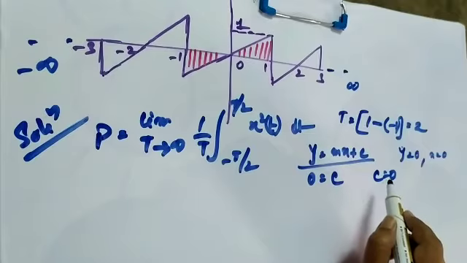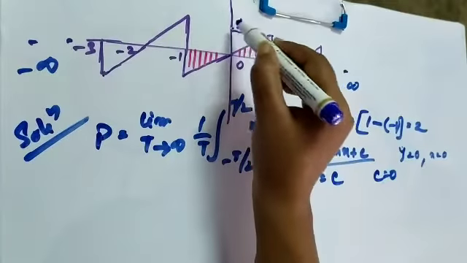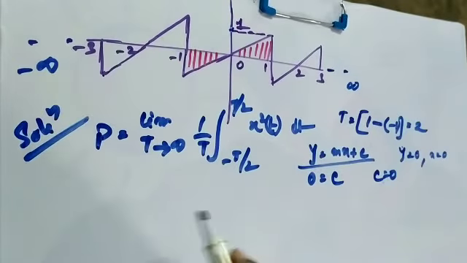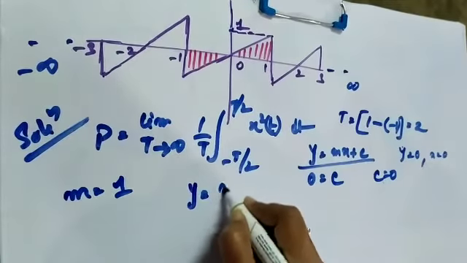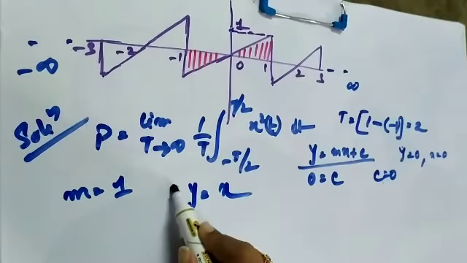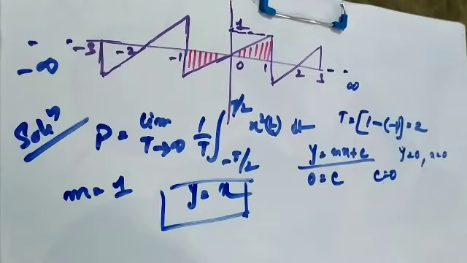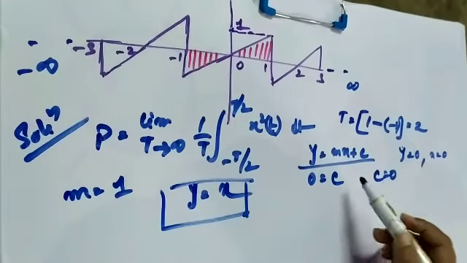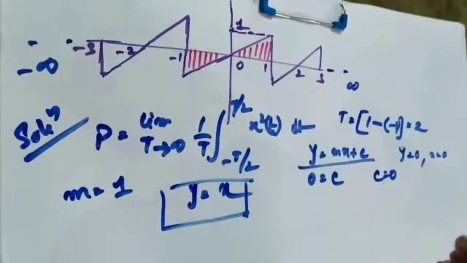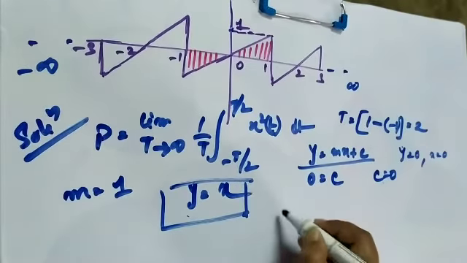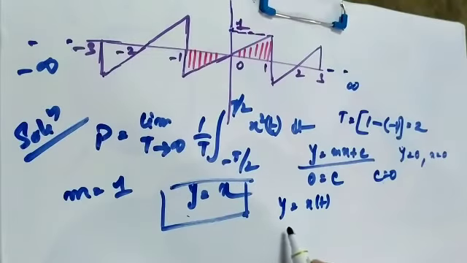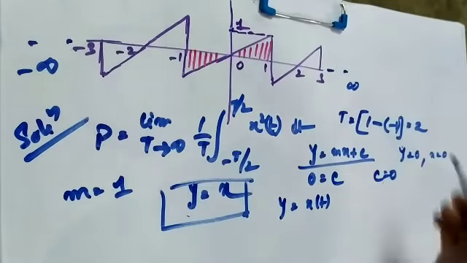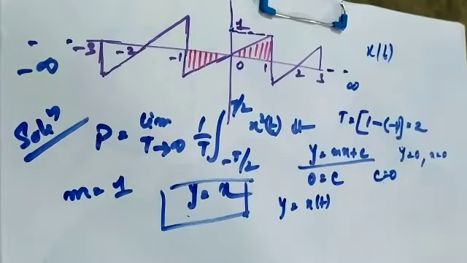Again, the amplitude of this signal is 1. Hence, the value of m is also 1 here. So this equation finally becomes y equals x. Because we put the value m equals 1 and c equals 0, therefore y equals x. Here y equals x(t). For this problem we write y equals x(t) because the signal is defined by x(t).